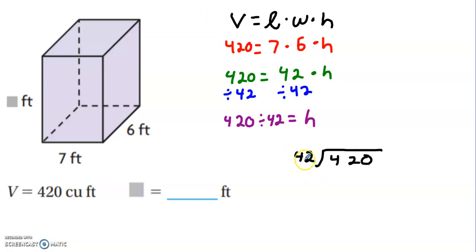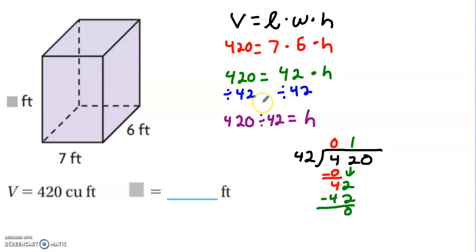So I go, how many times does 42 go into 4? None. 4 minus 0 is 4. Then I bring down the next number, making it 42. How many times does 42 go into 42? And the answer is once. 1 times 42 is 42. So 42 minus 42 is 0.